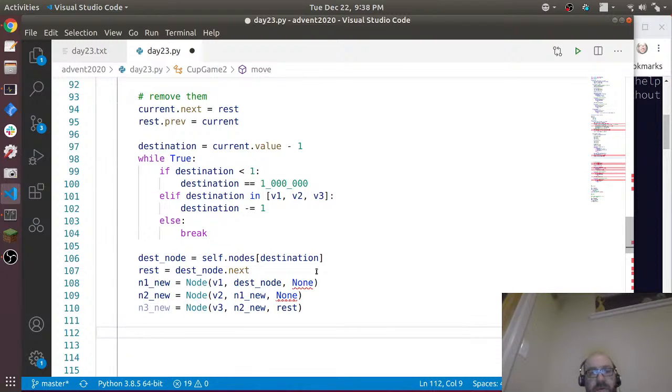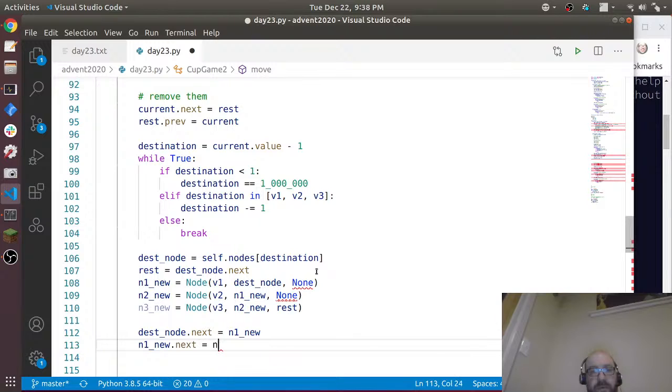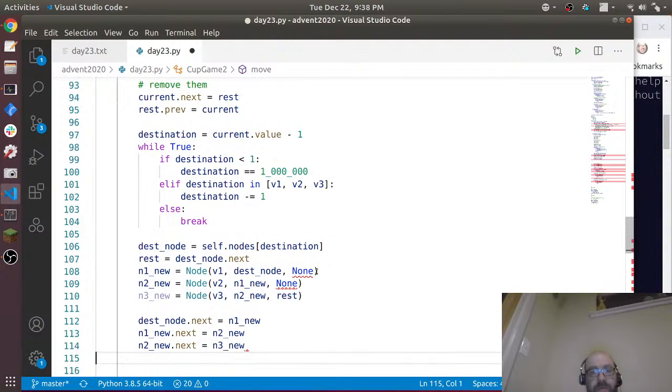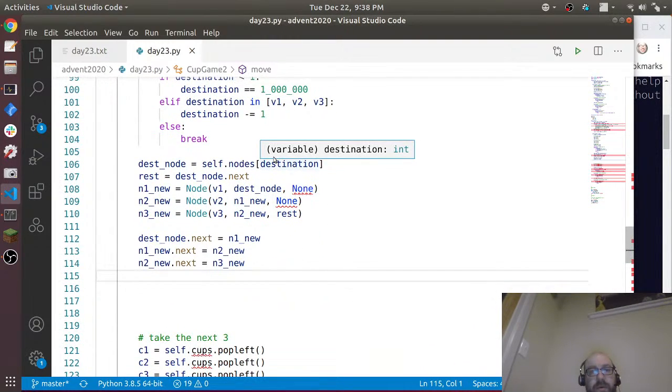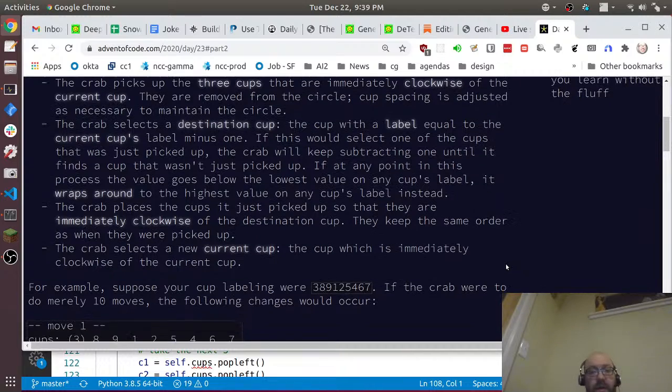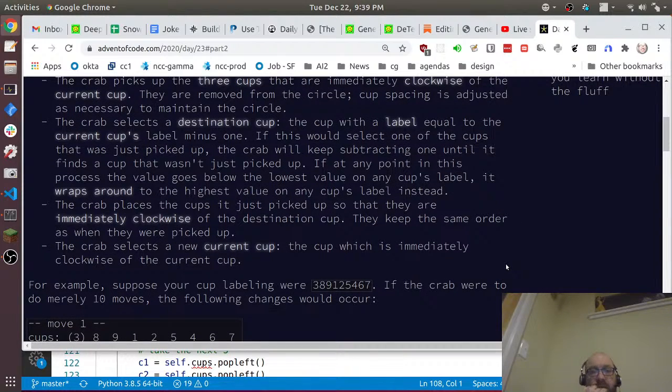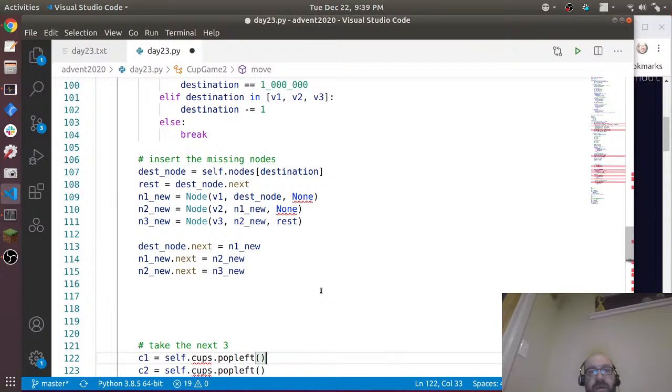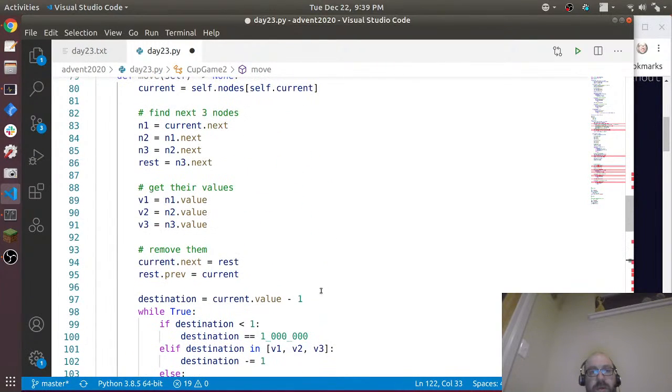And then I need to fix the other ones, which is that dest node.next equals n1 new, n1 new.next equals n2 new, and n2 new.next equals n3 new. So I think these are probably okay now. Insert the missing nodes. The crab selects a new current cup, the cup which is immediately clockwise of the current cup.